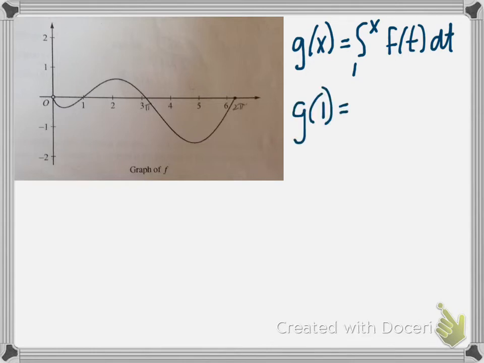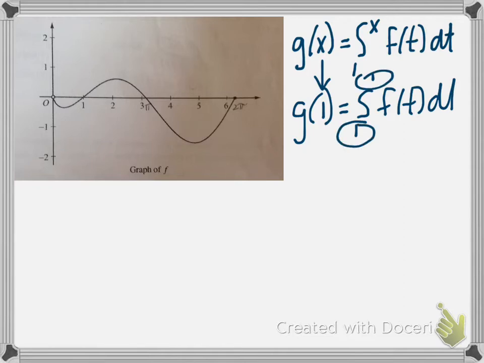Okay, so for part A, it says find g of 1. So I'm going to put it right under what g is, and that means wherever there's an x, I'm going to put a 1. Okay, so if the limits are the same, that means there's no space there, and therefore the integral would just end up being equal to 0. So g of 1 was 0.